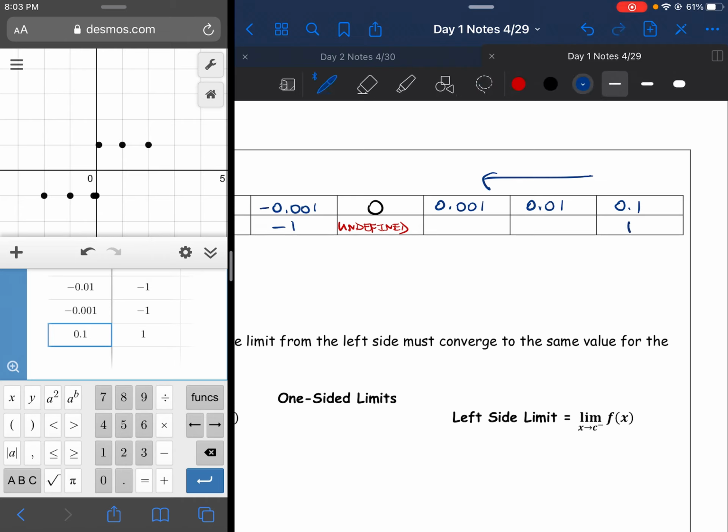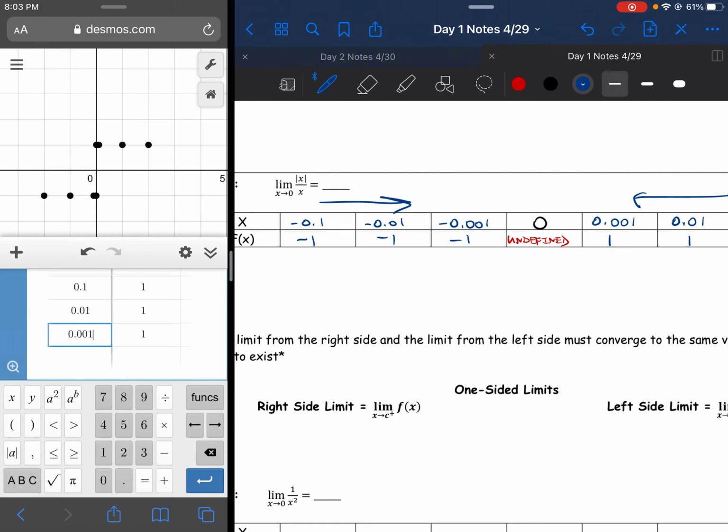No, get the pen. There we go. Okay, let's put in positive 0.01. Here we'll get positive 1, and then we'll put in 0.001, and that'll give us positive 1 as well.